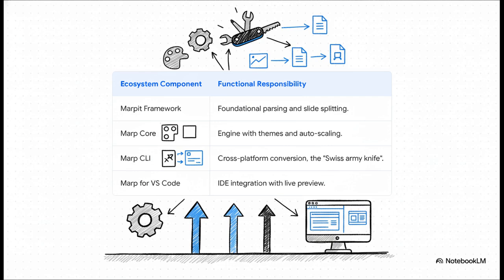The VS Code extension, which gives you this awesome live preview as you type, and the Marp CLI. The CLI is the true Swiss Army knife here. It powers all the automation and lets you export to whatever format you need.